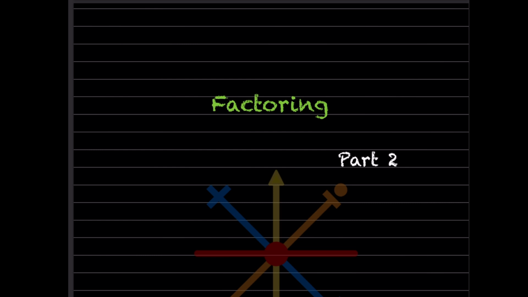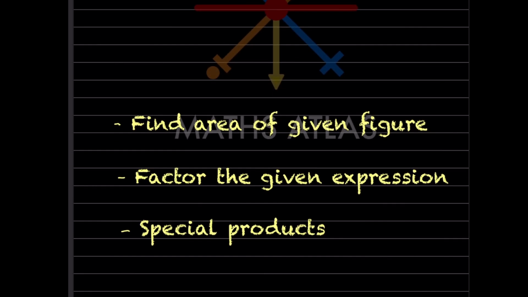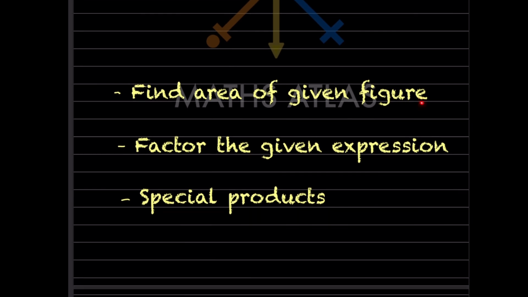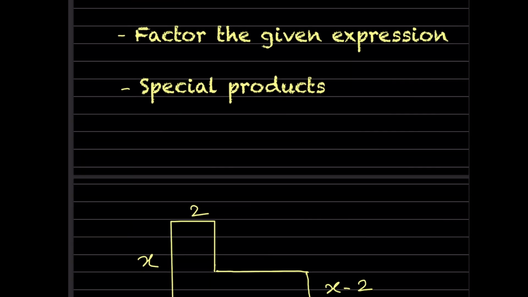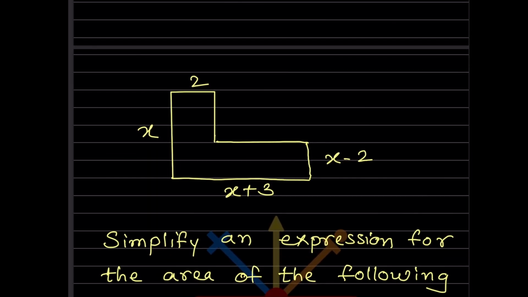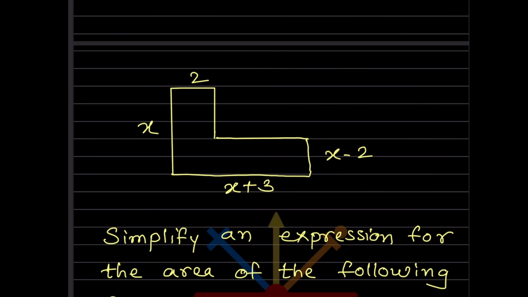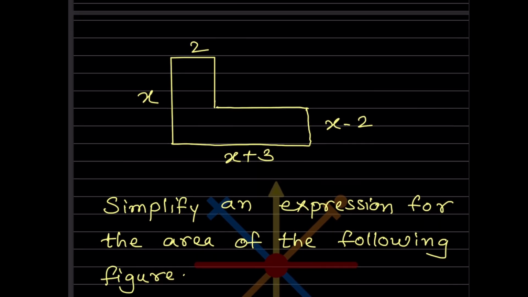So today we are going to do part 2 of the topic factoring. In that we are going to see how to find the area of the given figure, then how to factor the given expression, and the special products. So now this is the figure given and what we have to do here: simplify an expression for the area of the following figure. So we have to see how to find out the area of this one.